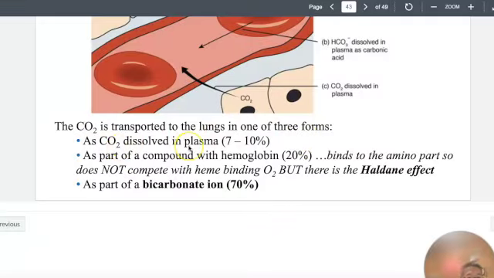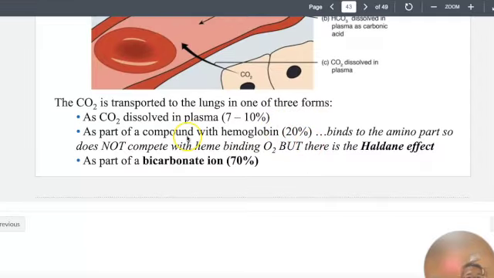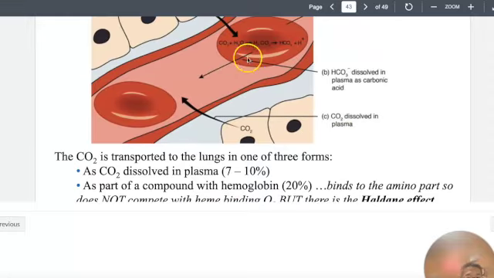CO2 is dissolved in the plasma, right here. Or as part of a compound with hemoglobin, 20%, it binds to the amino part, so it does not compete with the heme group. So it also can go into the amino. Carbon dioxide can also go into the hemoglobin, but most of the time it is converted into the carbonate form, which is right here.